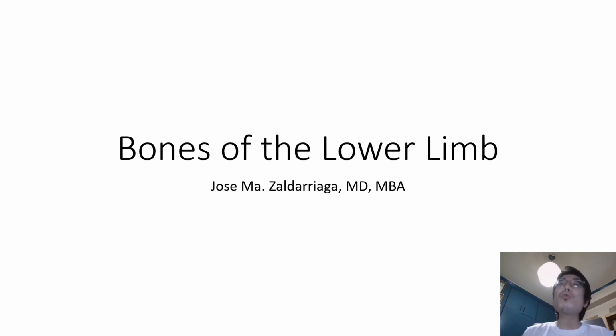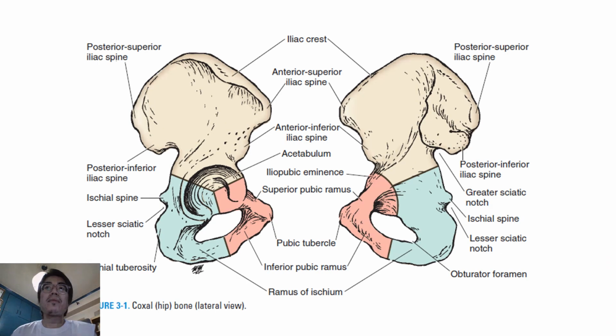In this video, we will talk about the bones of the lower limb. We will adopt a top to bottom approach starting with the hip or coxal bone. The hip or the coxal bone is formed by the fusion of three structures: the ilium, the pubis, and the ischium in the acetabulum. The hip or coxal bone articulates with the sacrum at the sacroiliac joint to form the pelvic girdle. Let's start with the ilium, the largest of the three components.